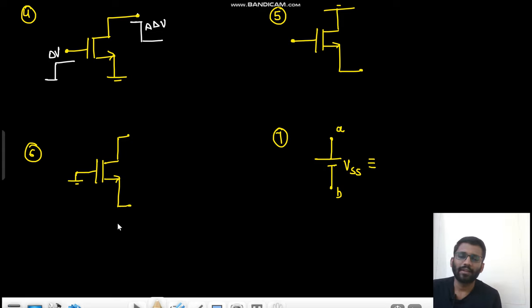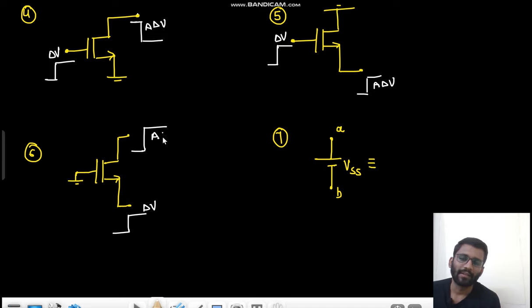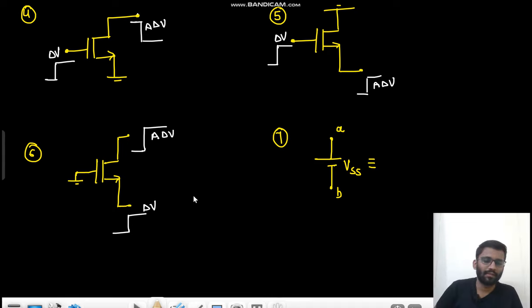Now this is a common drain amplifier. If it goes up by delta V, what happens to this one? It goes up by A delta V. This one inverts, this doesn't invert. Again, for the common gate amplifier, if this goes up by delta V, this will also go up by A delta V, right? Only the common source amplifier inverts. If the gate voltage goes up, the drain voltage goes down. This is the property of the common source amplifier, right?